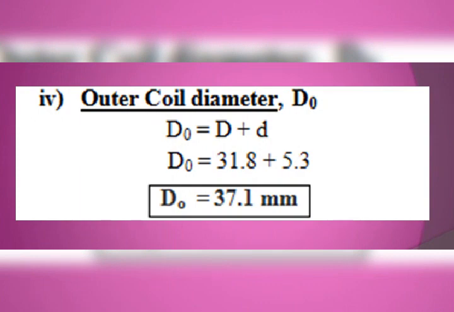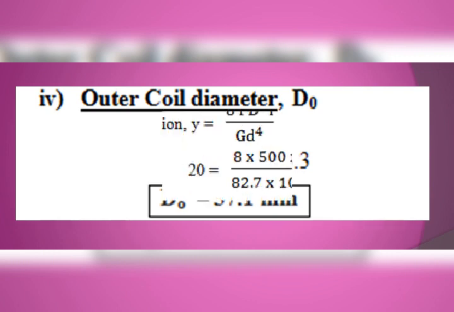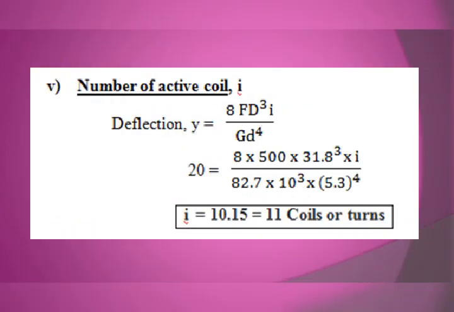After getting inner coil diameter Di, now we have to find outer coil diameter Do. So outer coil diameter Do is equal to capital D plus small d. Do is equal to 31.8 plus 5.3. Do is equal to 37.1 mm. This is the value of the outer coil diameter.